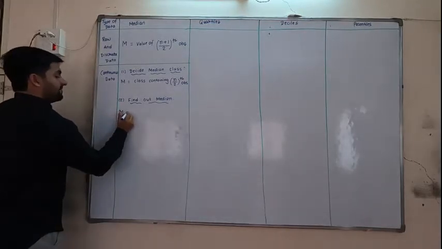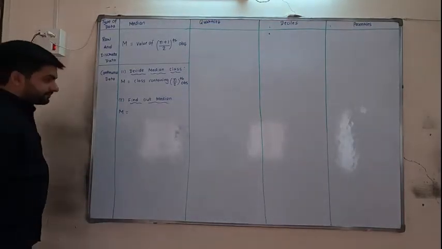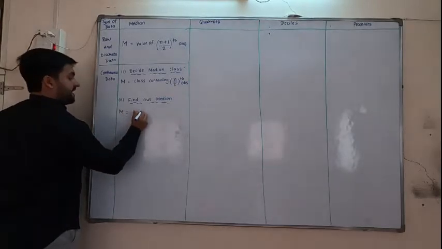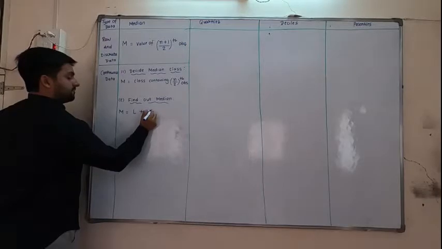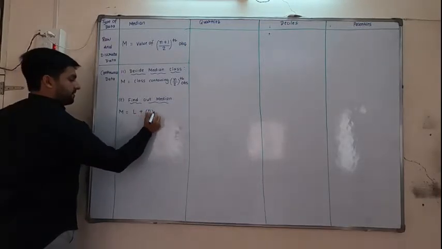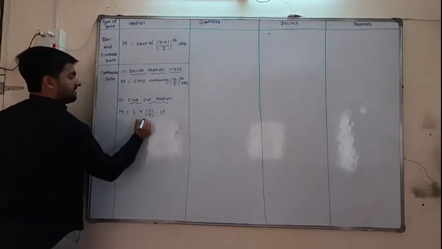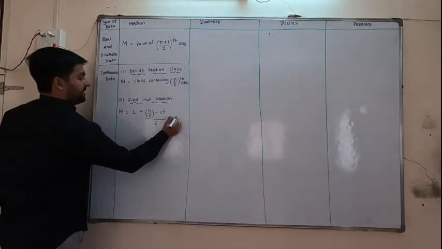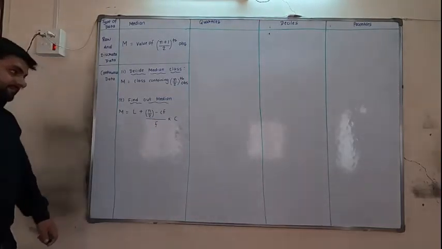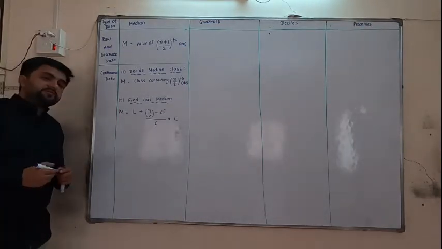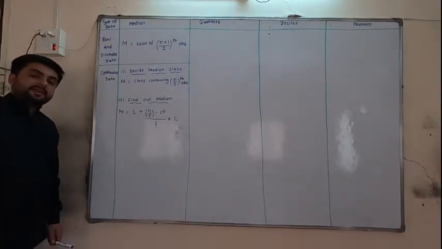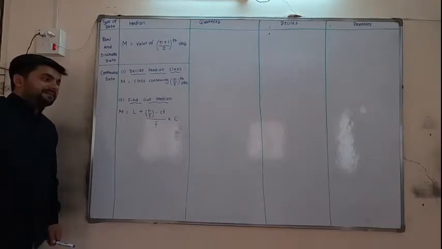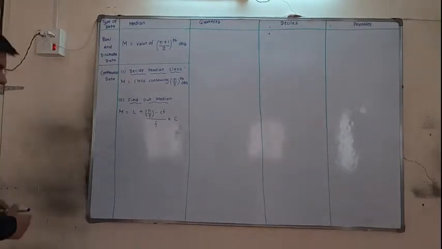M is equals to L plus N by 2 minus CF divided by F multiply C. M is equals to L plus N by 2 minus CF upon F multiply C.